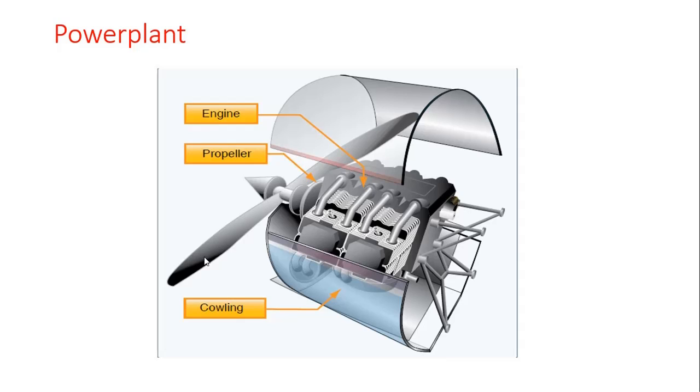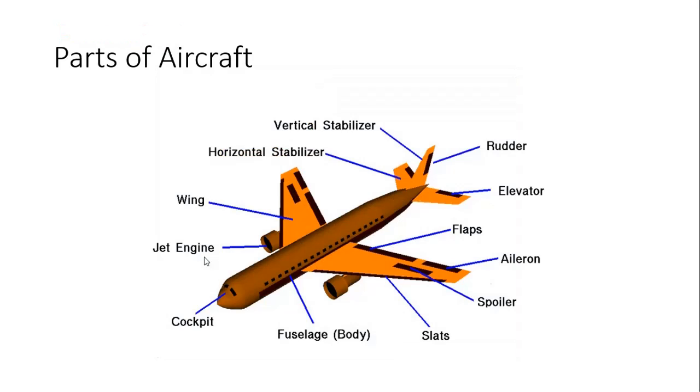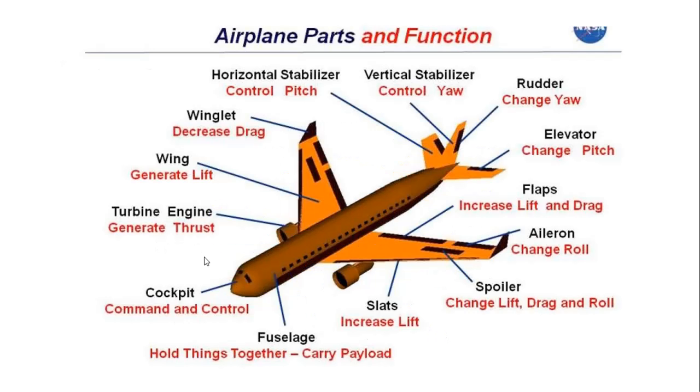Propellers are usually matched to a specific aircraft or power plant combination to achieve the best efficiency at a particular power setting, and they pull or push depending on how the engine is mounted. The overall parts of the aircraft are shown in this figure, already discussed, and the overall function of the parts of the aircraft which have been discussed are summarized here.